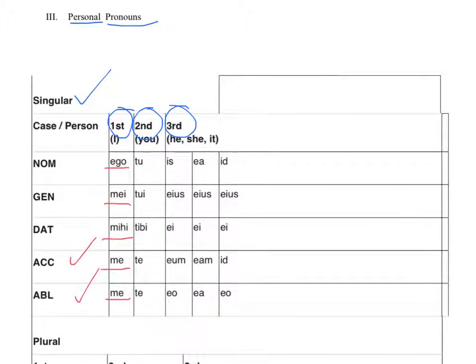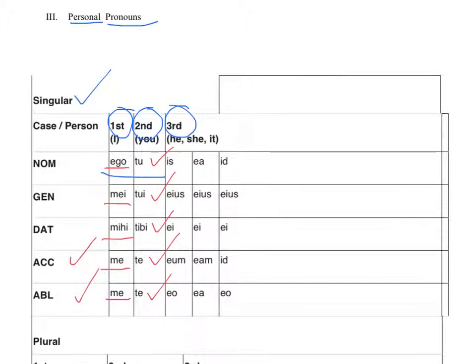For the second person singular, you, tu is the nominative singular. Tui is the genitive singular, tibi is the dative singular, te is the accusative singular, and te is the ablative singular. He, she, and it gets a little more complicated because for ego and tu, the masculine, feminine, and neuter form are all exactly the same. If you want to say tu for a female, it's tu. If you want to say tu for a male, it's tu. If you want to say tu for a thing, it's still tu.